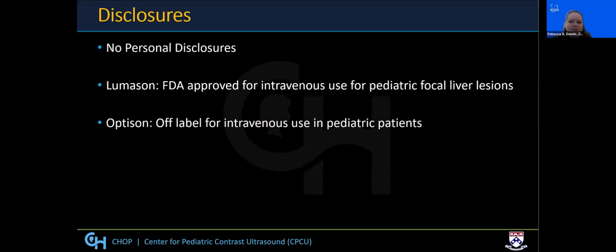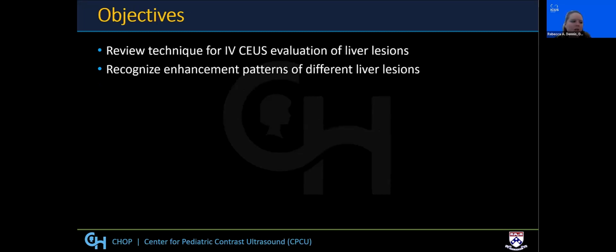First, I have no personal disclosures. I do want to reiterate that Lumason is FDA approved for intravenous use for focal liver lesions in children. Optison intravenous use in pediatric patients is off-label. For today, the objectives are to review technique for performing IV contrast enhanced ultrasound to evaluate for liver lesions, as well as the different enhancement patterns.